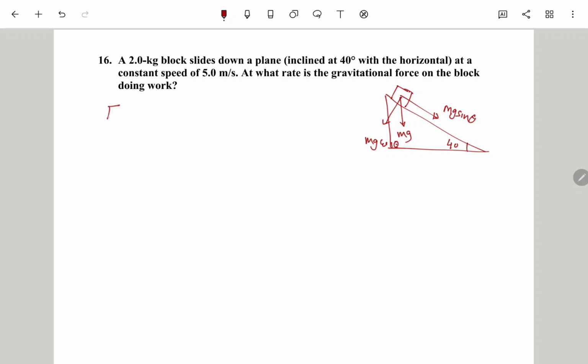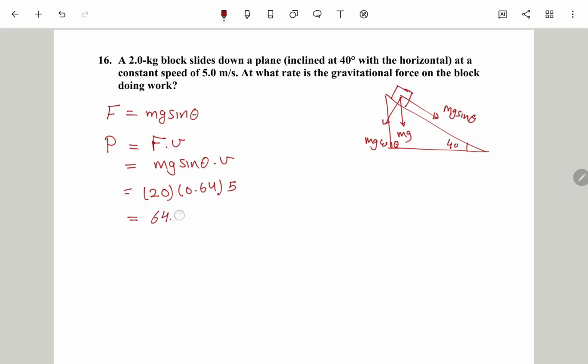Now for this case, F is the force of gravity equal to mg sine theta, and P power equal to F dot V, or in other words, mg sine theta dot V, in this case it's 5, or 20 times 0.64 times 5, or equal to 64.3 watt.